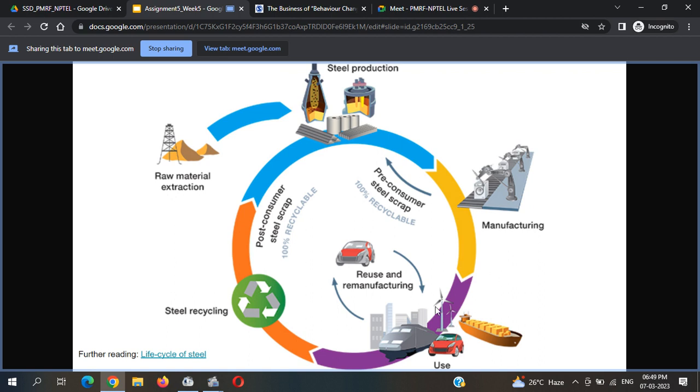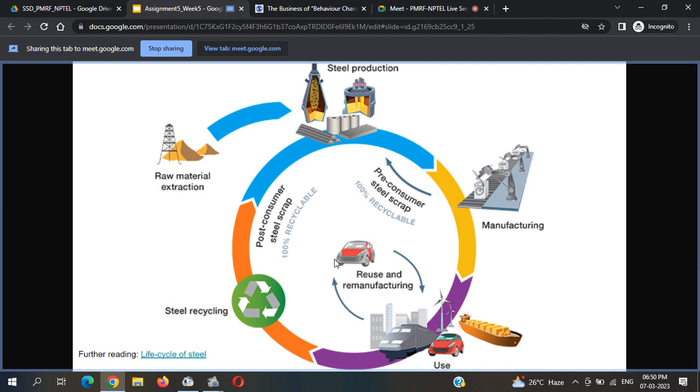Before that, I've also shown the life cycle of steel here. You can see in steel production, even in the manufacturing process, if any steel scrap is there or any material that is being discarded, it is 100% recyclable, and it can go back to the raw material processing state, and the raw steel which is obtained from this scrap can then go further into use for manufacturing again.